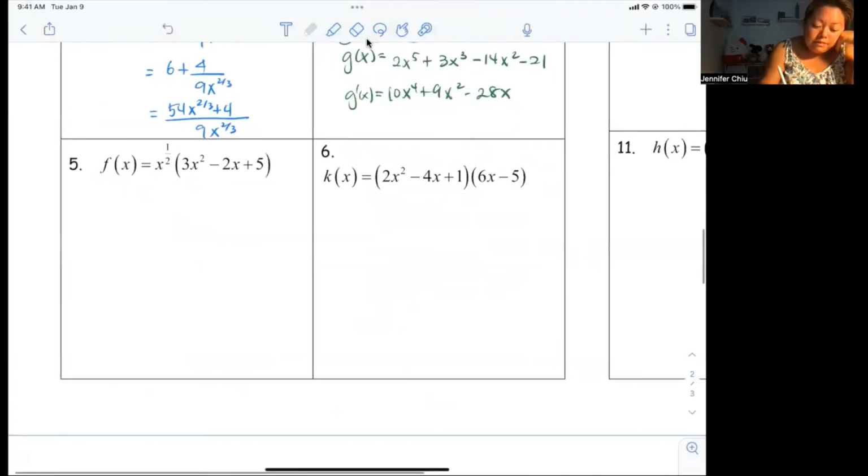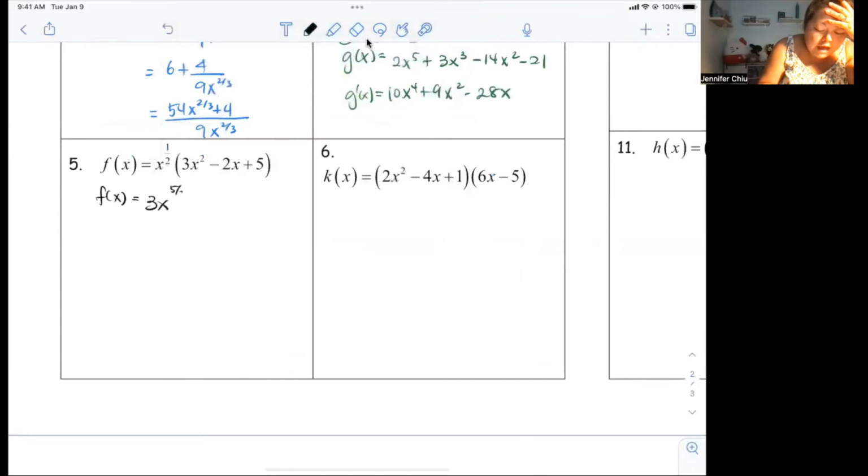So for something like number 5 here, I would strongly recommend that you just rewrite the equation first because you only have a single term in the front. So if you distribute the x to 1/2, you get 3x. All right, so we have 1/2, you have 2. So 2.5 makes it 5 halves. Minus 2x to the 1 times the 1/2 on the outside, so 3 halves. Plus 5x to the 1/2.